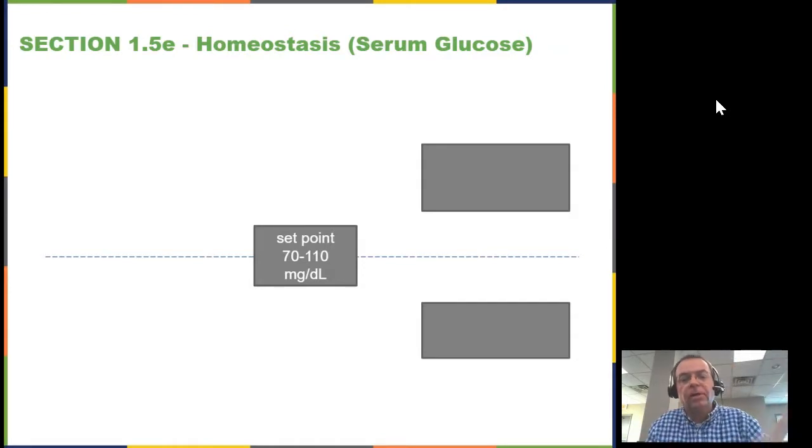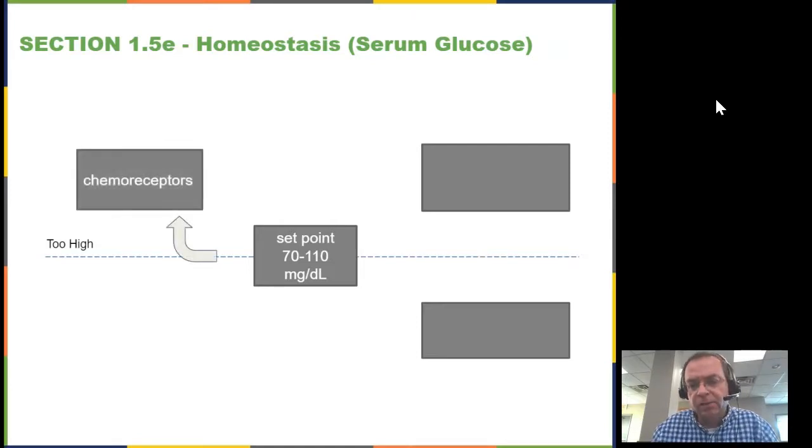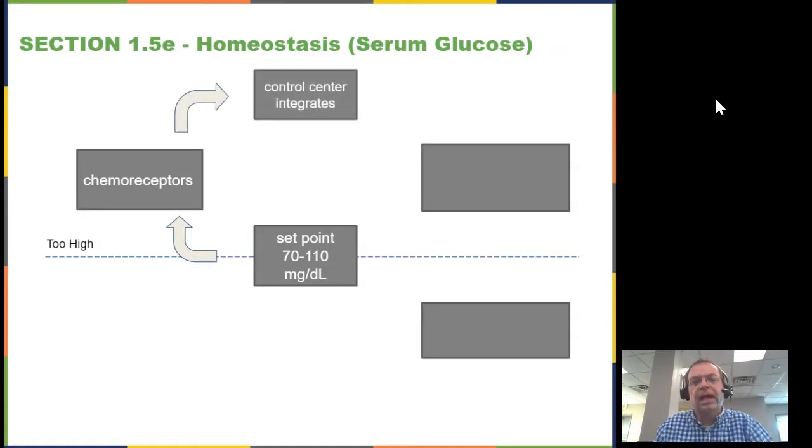So when your blood sugar rises, like for example, if you're eating carbs, whether they're simple or complex carbs, your body's breaking them down, catabolizing those carbs into monomers, and those monomers, such as glucose, will then raise your blood sugar. When your blood sugar gets too high, specialized cells called chemoreceptors will pick up the information, send it through afferent sensory pathways to the control center.